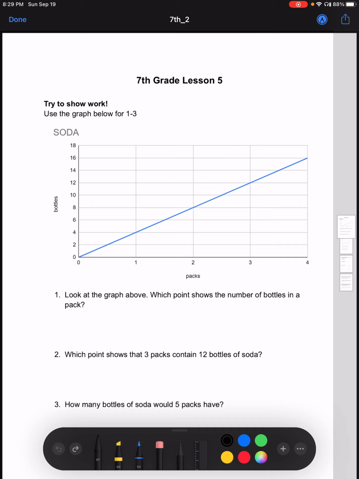Question 1 is asking us which point shows the number of bottles in a pack? Well, a pack, we can rewrite that as one pack. So if we look at our graph, one pack would be right here. And we go up to our line, and we see that there are 4 bottles in one pack. Therefore, our coordinate, or point, would be 1. We start off with the x-axis, and then our y-axis would be 4. This is the same thing as writing packs, comma, bottles.